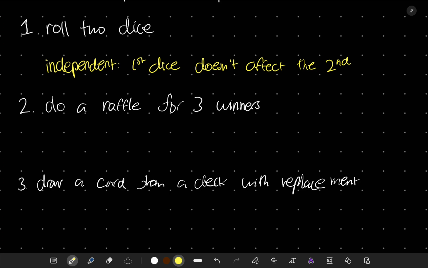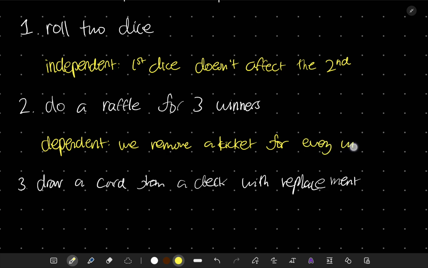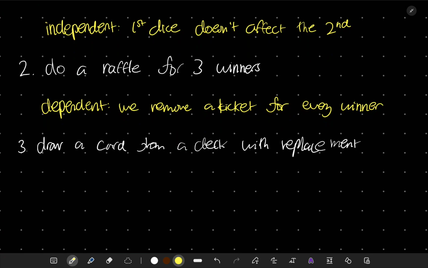If I do a raffle for 3 winners, this is going to be dependent. And then why? Well, it's because we remove a ticket for every winner. So when I remove a card, there'll be less people that are going to be in that box. So then my chances are supposedly a little bit higher, but I mean, it's not going to be that much. But hey, it'll improve our situation.